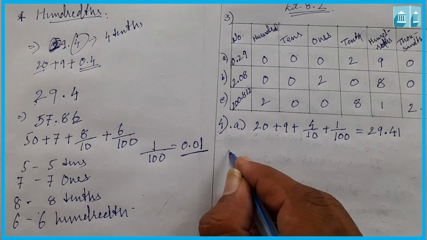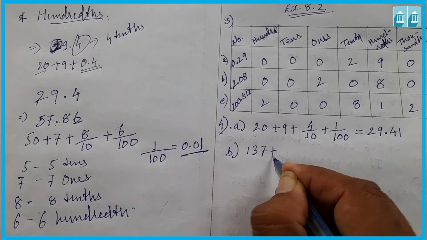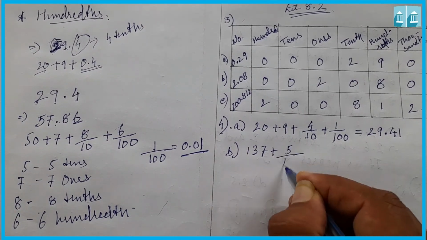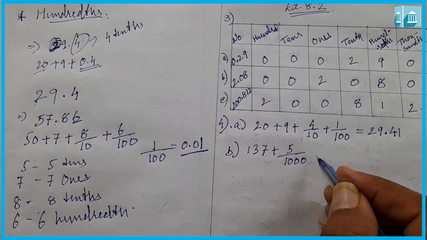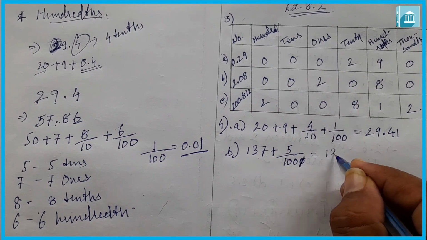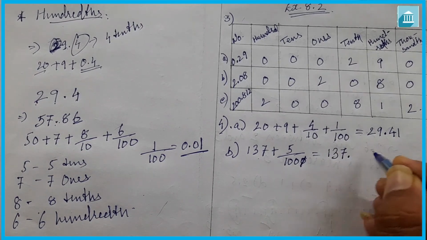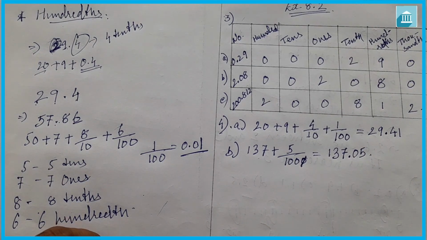The same way the second one is B: 137 plus 5 upon 100. So this can be written as 137.05. 5 upon 100 is there, so 05.